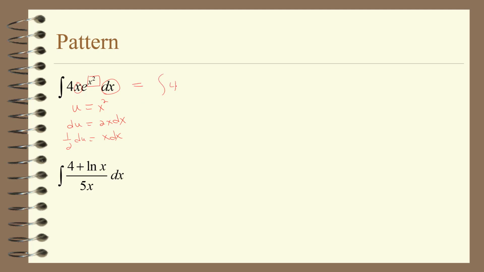The 4 stays behind, the e to the u stays behind, and the x dx becomes 1/2 du. Just clean that up, you get 2 times e to the u du, and that is clearly then just 2 times e to the u plus c. And we know what u is. I'll just put it back. So you have 2 times e to the x squared plus c. That's the antiderivative.